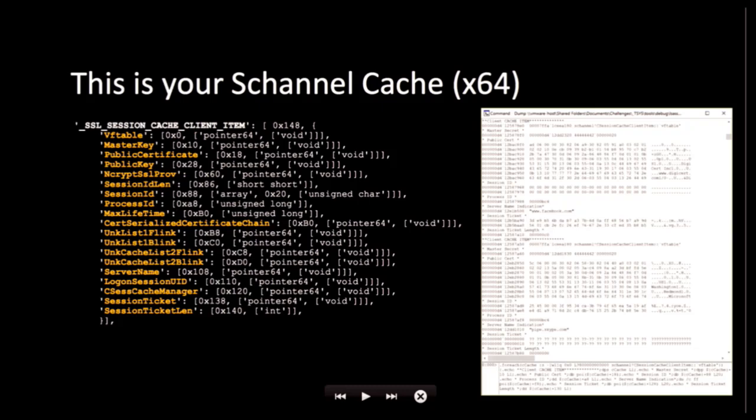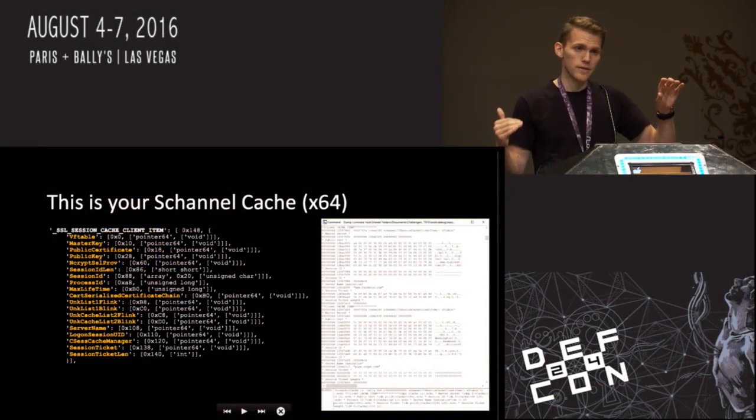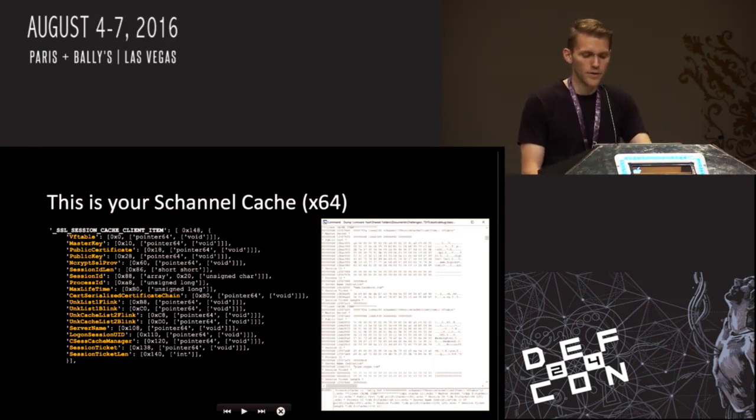The next thing is a pointer to the master key. Again, I haven't got the whole structure there, which is why this is a Volatility vtype. It just shows you the offsets of the things I know about. You also have the process ID and then that logon session UID that I was talking about earlier, which is kind of cool. And then there will be a pointer to the session ticket if session tickets are used, or there will be the actual session ID itself stored as an array directly in that structure if that's what's used.